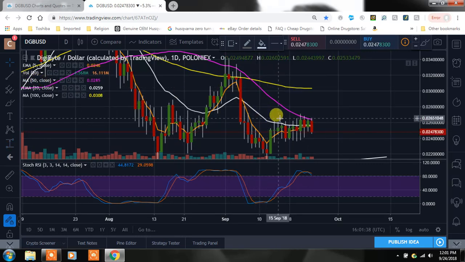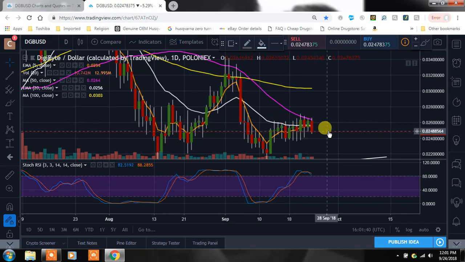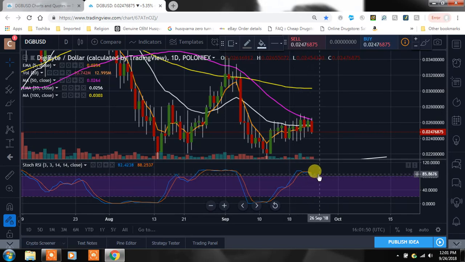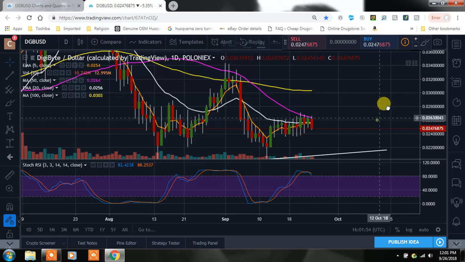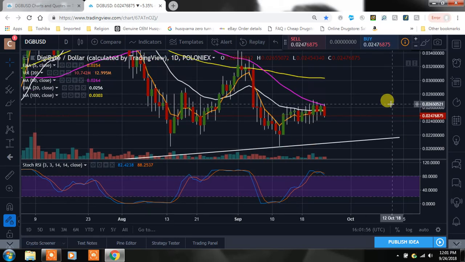The white line is our 20 EMA, which is another really important one in crypto. And then we have our 5. And you can see all of them right now with our price. Those are all going to be acting as resistance right now. So we have an oversold stoch RSI. We have all our moving averages overhead right now. So now is not the time when I would be trying to buy Digibyte, if that makes sense.